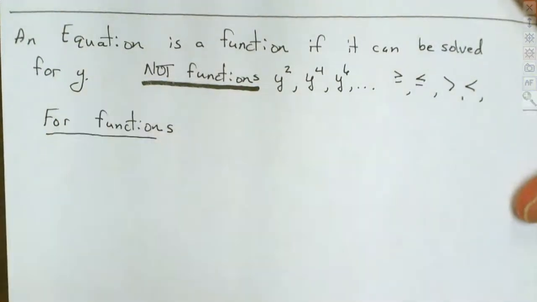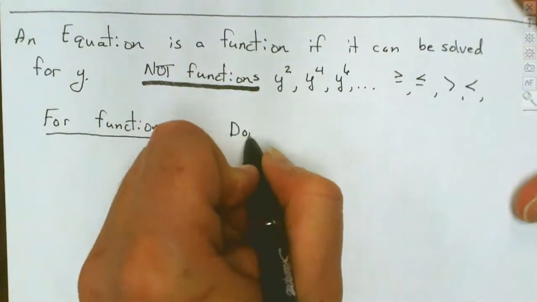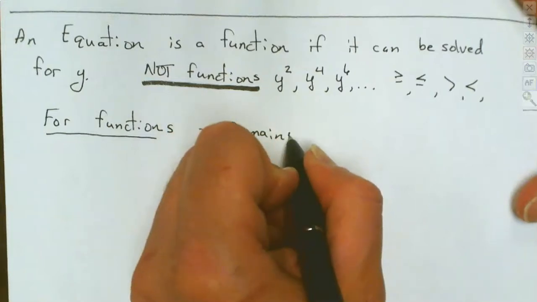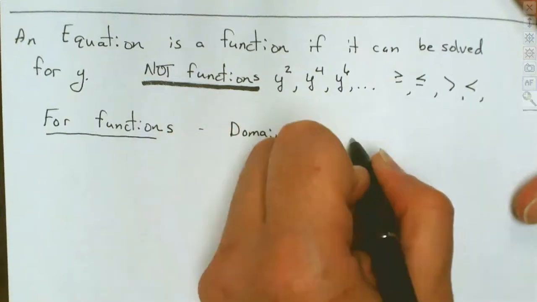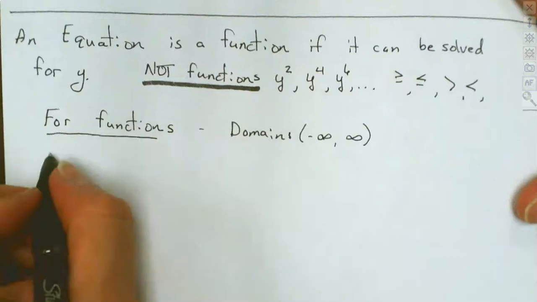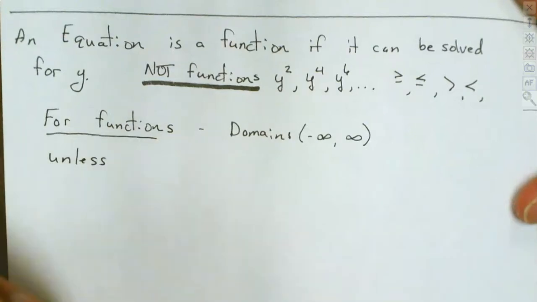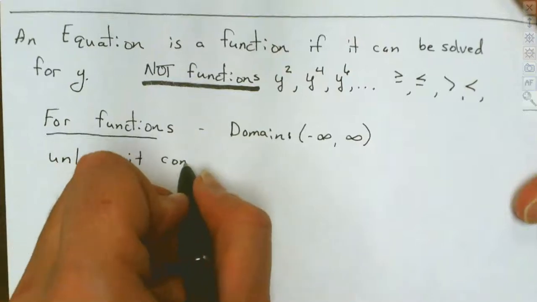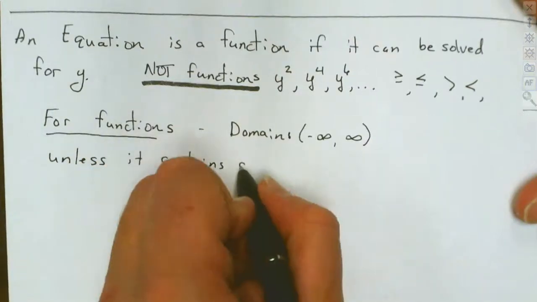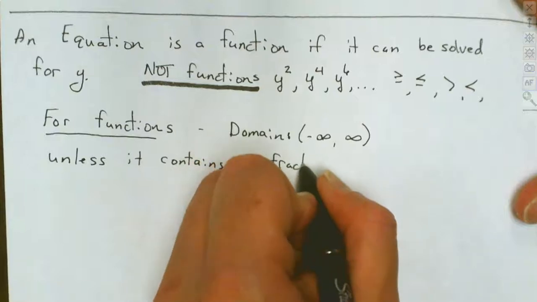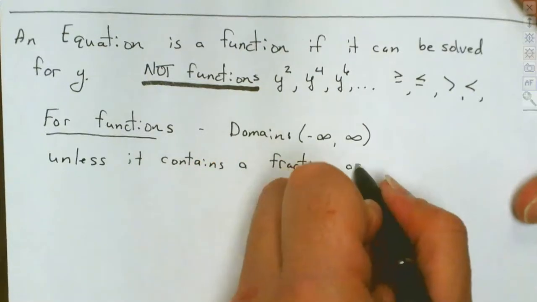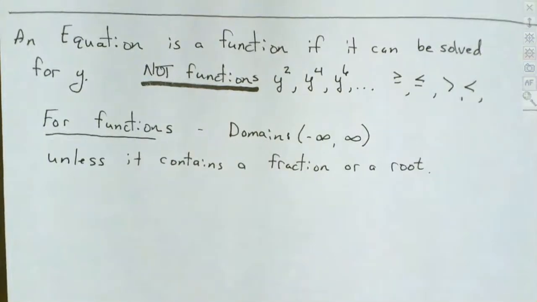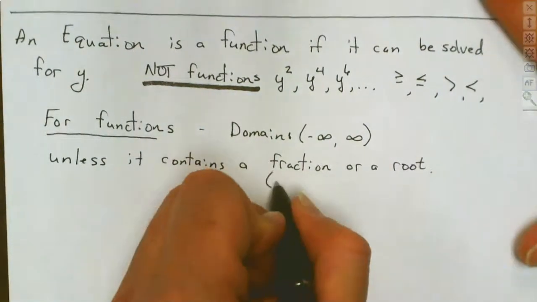If it is a function, then your domain is negative to positive infinity. So that's the easy one. Unless it contains a fraction or a root. Okay, unless it contains a fraction or root. So x is in the denominator. That's what I mean by that.